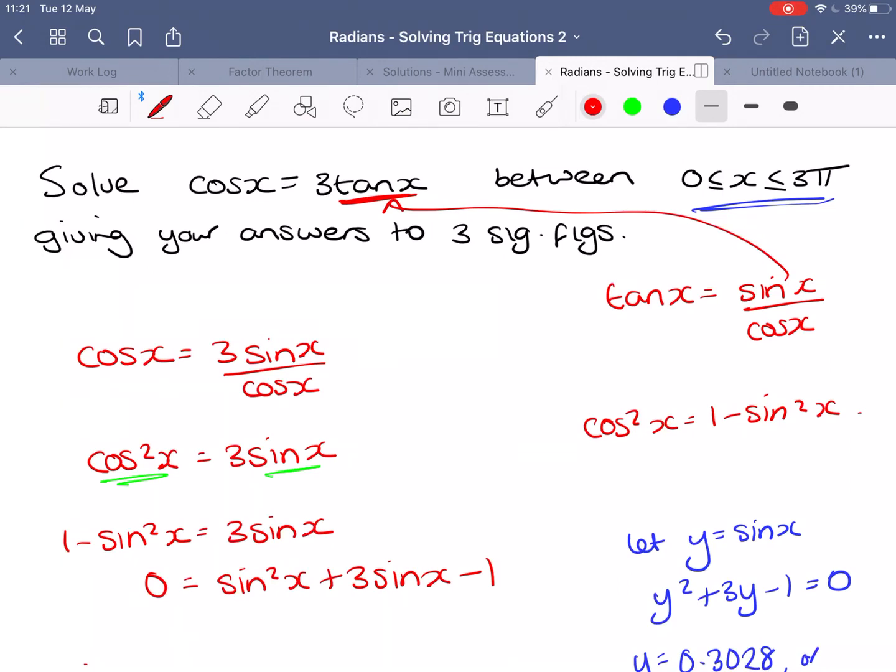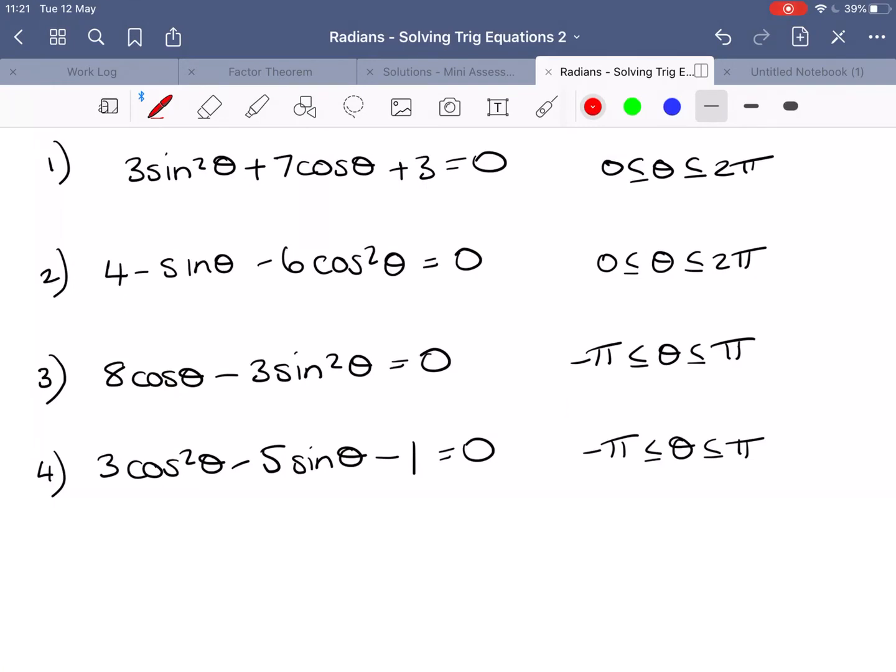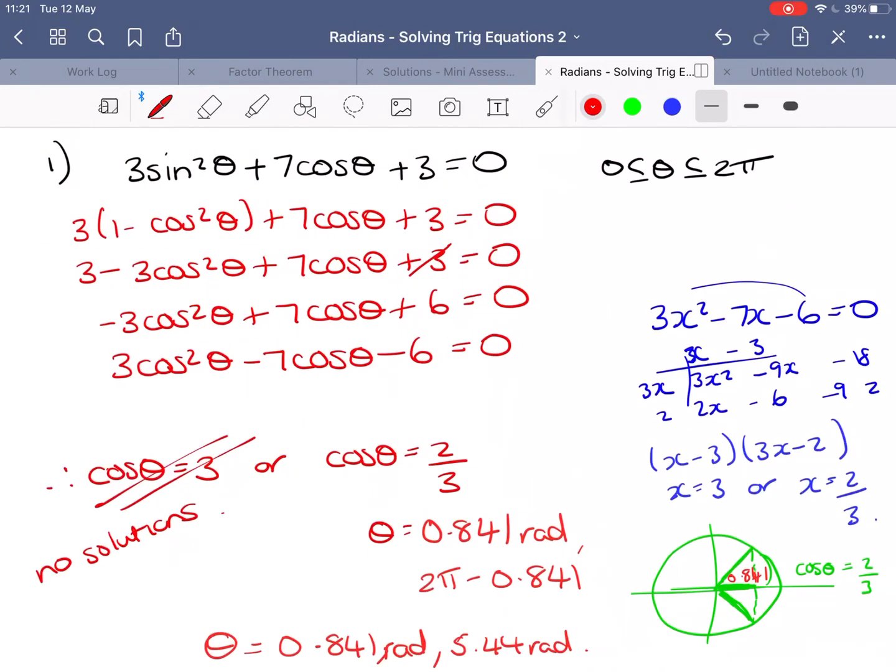Okay, right, there we go. 4 for you to have a go at. As usual, press pause when you've finished, press play, and I will show you the solutions. Okay, so here come the solutions. Number 1, managed to fit it all on one page for you.